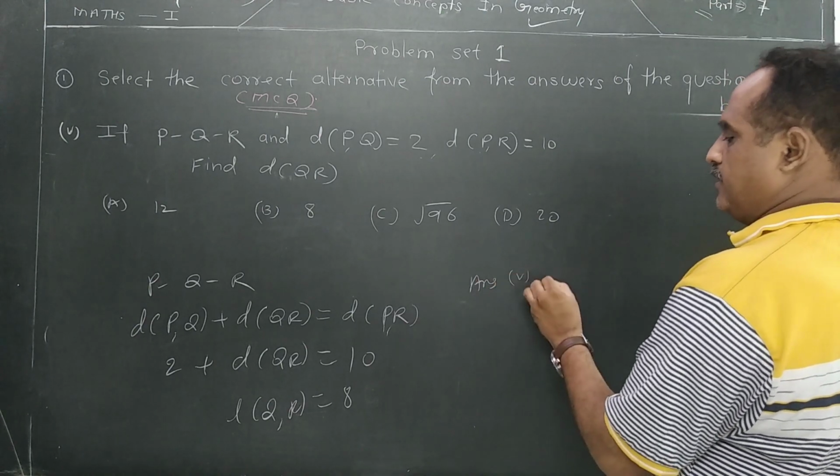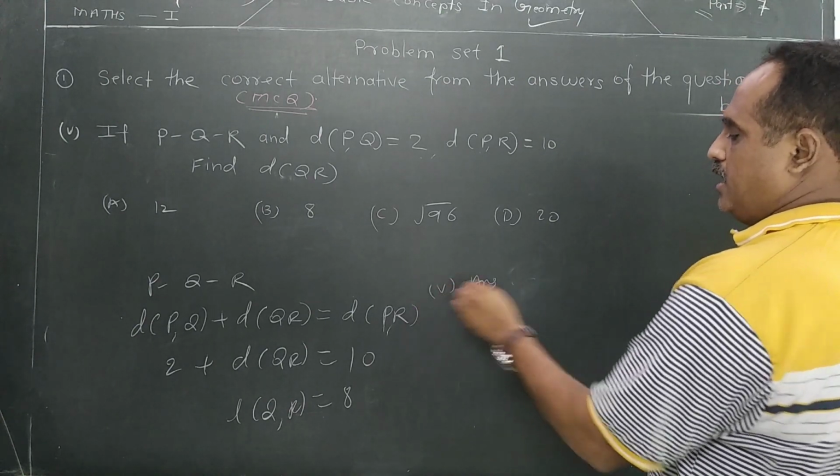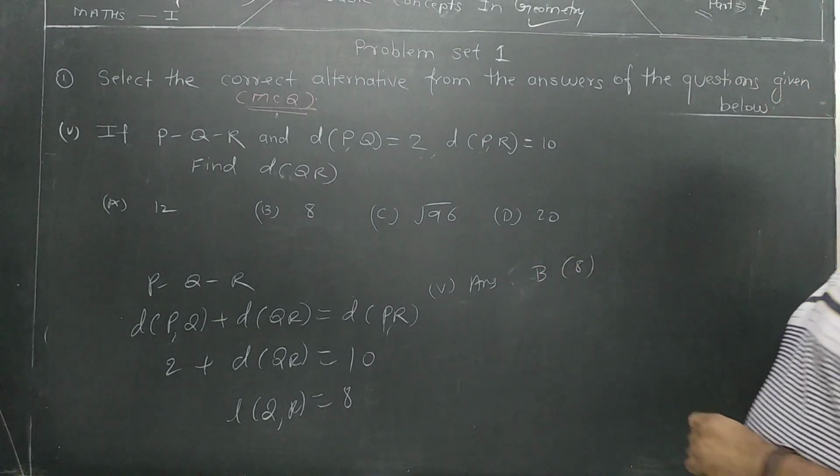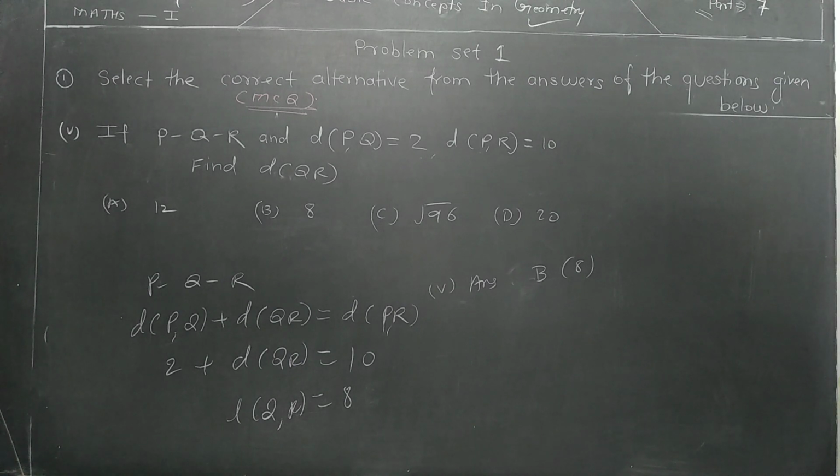So the answer of the fifth question is option B, and the answer is 8. Have you understood this? Come down. Not an explanation, you just have to write this answer.